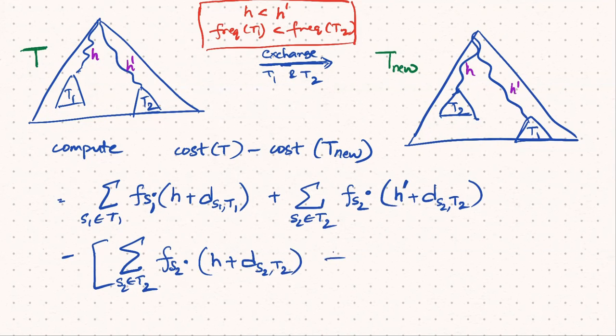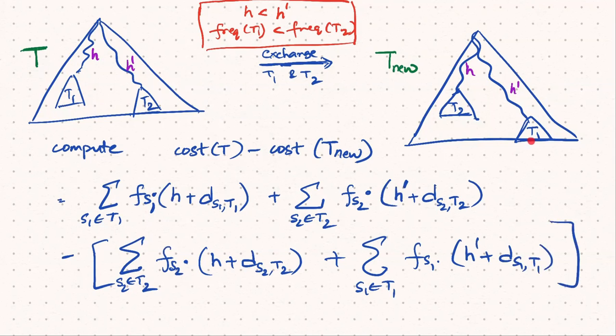Okay, and I'll have a similar expression for these leaves. The symbols S1 in T1, the frequency of the symbol times, now I will have h prime plus the depth of S1 in T1. Because these symbols here are now at a depth of h prime plus the depth of the symbol in T1.